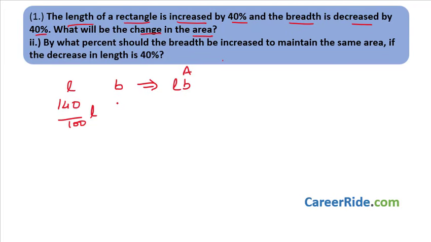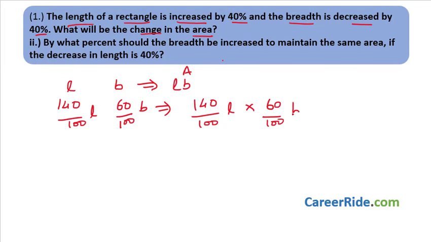And what happens to the breadth? It decreases by 40%. So it becomes 60%. 60%, how do you write? 60 upon 100 of the original breadth. So what is the area in this case? Here the area becomes 140 upon 100 into L multiplied by 60 upon 100 into breadth, right? What is this? This is nothing but 140 upon 100 into 60 upon 100 into LB. LB is what? LB is the original area, right?